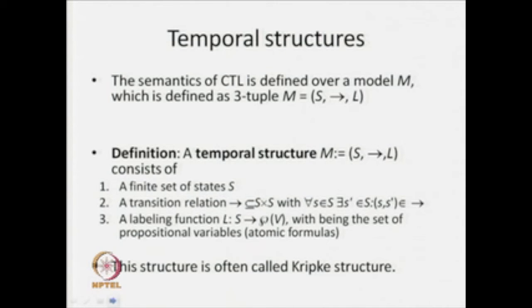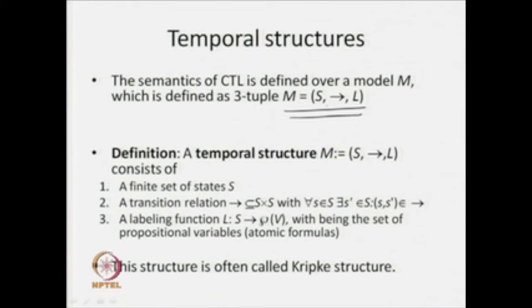So, in this particular case we are going to have a model M, and this model has three components. This model M is defined as S, arrow and L. So, we are going to have a model which is a three-tuple. Basically, we have three basic components: S, one arrow, and L. With the help of this, we are going to define a model, and in this model, we are going to define the meaning of our CTL formula.